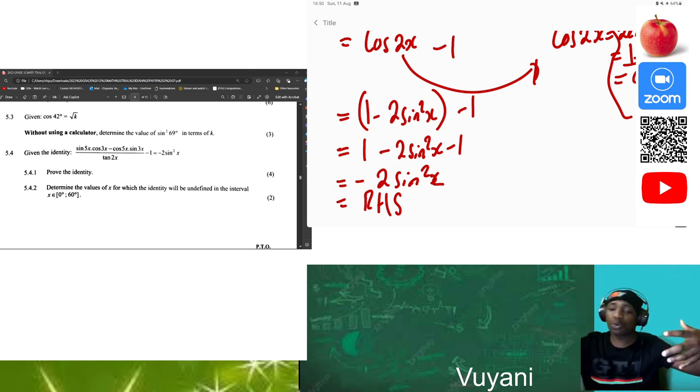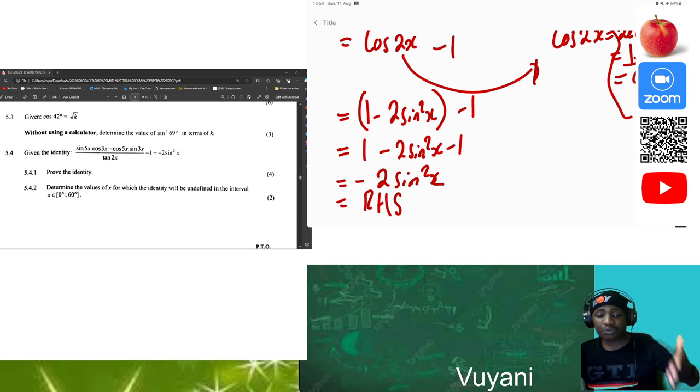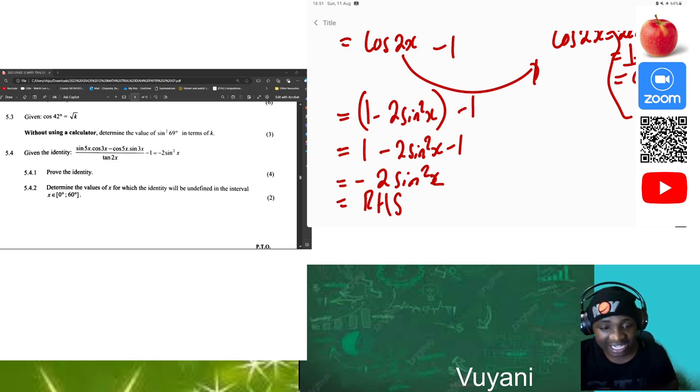We are playing around with what we are given. We are playing around with the compound identities which have been taught in grade 12 first term. We are playing around with what we know. We know that tan is an identity, that tan theta is sine theta over cos theta. From that point, we can get the answer which we want. So with that being said, we can prove that it is equal to our right hand side.